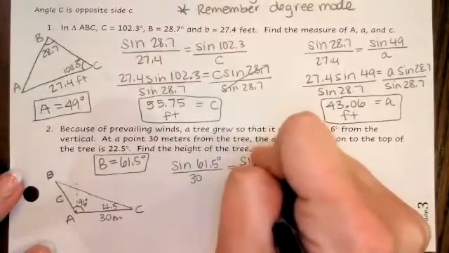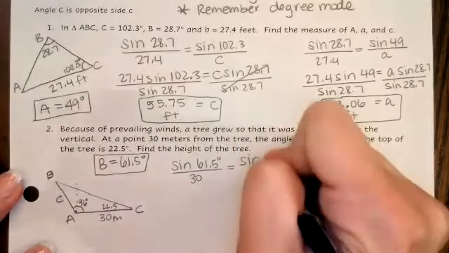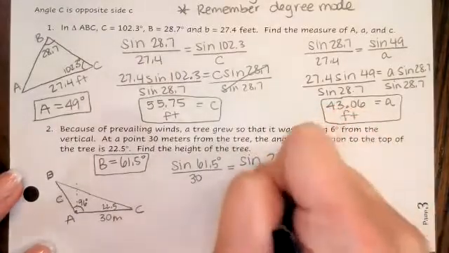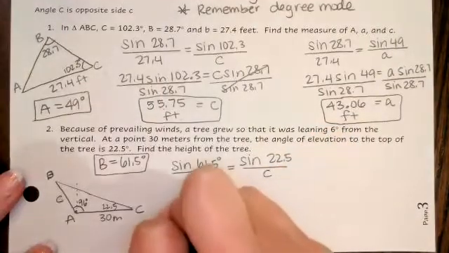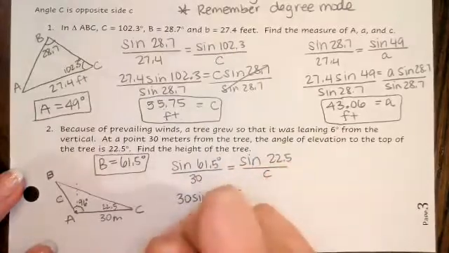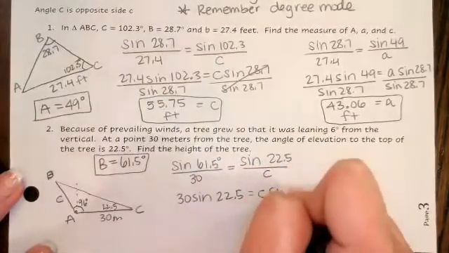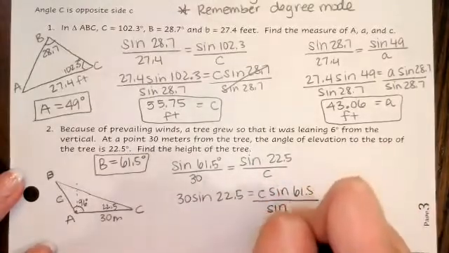and then I get sine. I'm looking for this one, so I'm going to use this angle right here. So I get sine of 22.5 over C. We cross multiply, and then we divide by sine of 61.5.